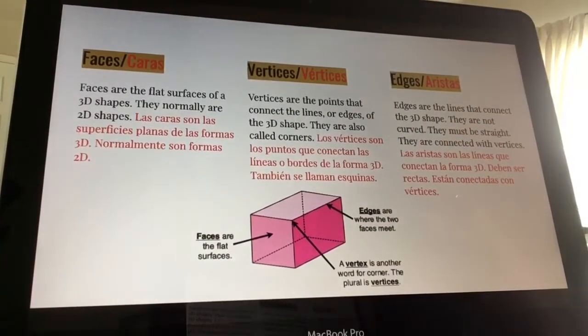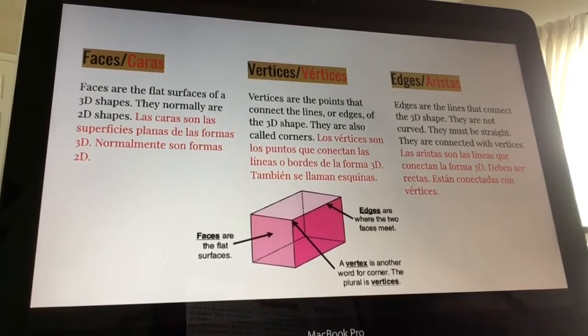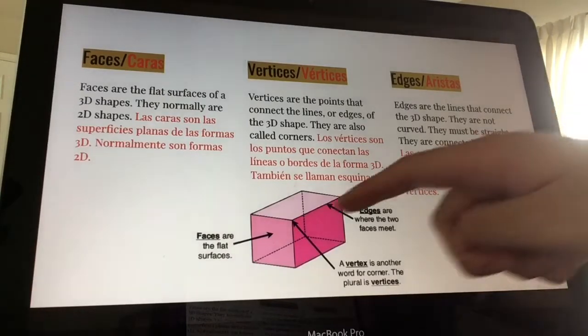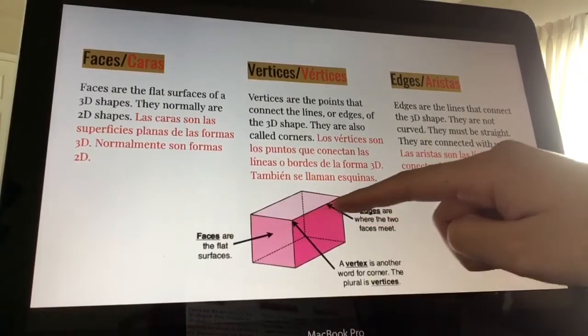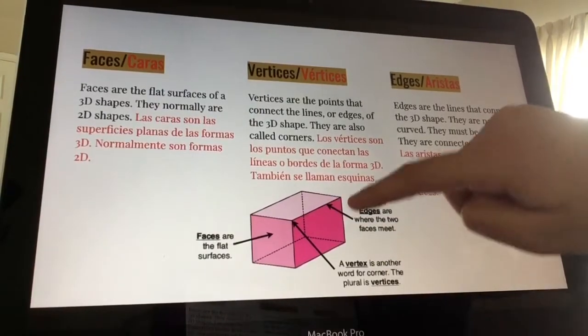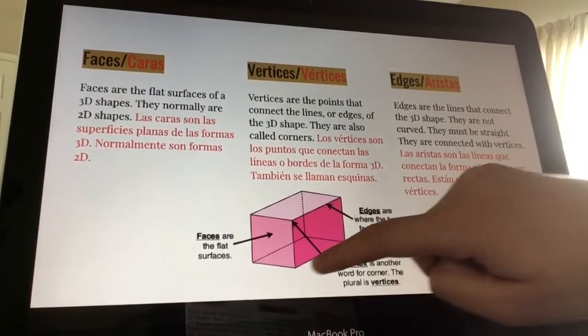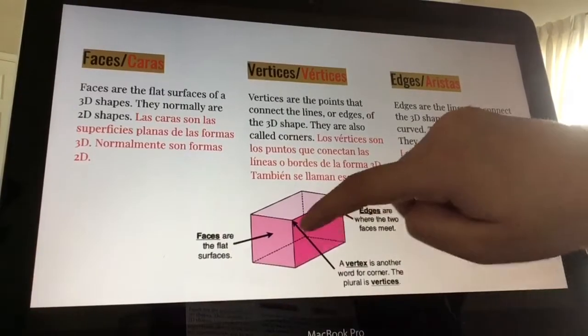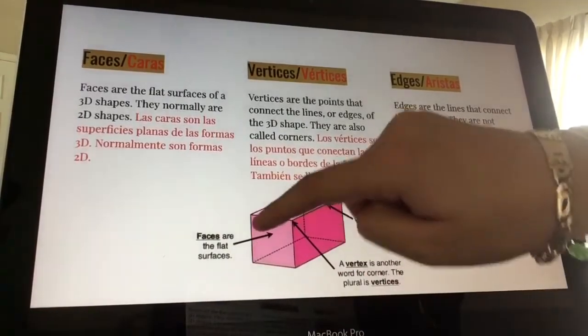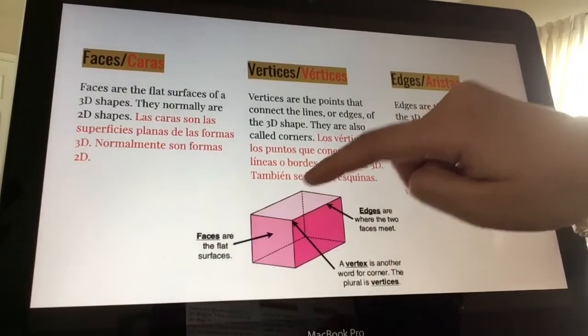And edges. Edges are the lines that connect the 3D shape. Okay? They are not curved. They must be straight. That's very important, and I'll tell you why in a little bit. But looking at this shape, here's an edge, here's an edge, here's an edge, here's an edge. So it's all the lines that connect the shape together.